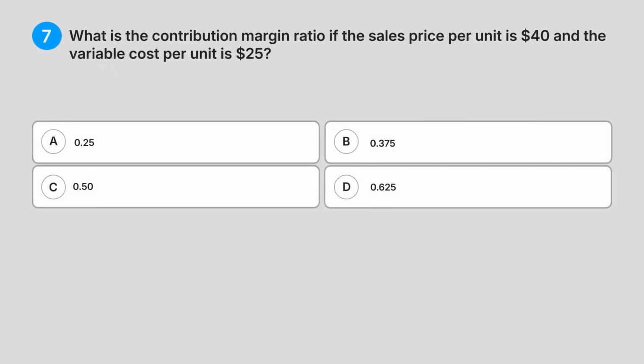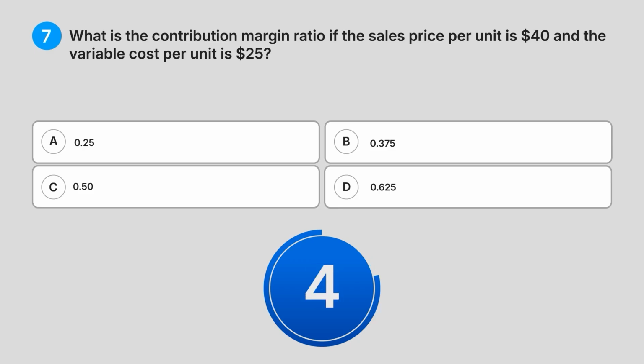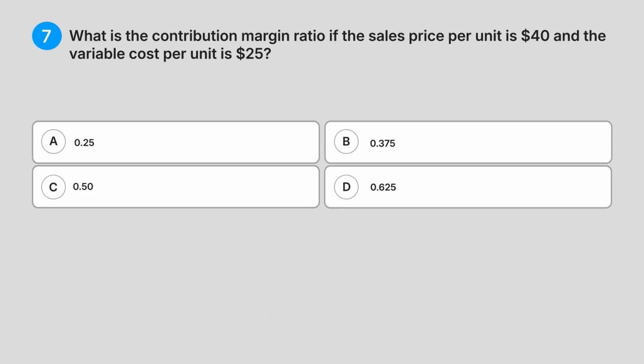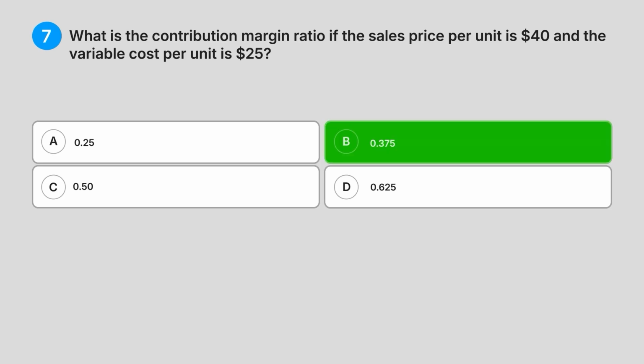7. What is the contribution margin ratio if the sales price per unit is USD 40 and the variable cost per unit is USD 25? A. 0.25, B. 0.375, C. 0.50, D. 0.625. Can you guess the answer? Correct answer, B. 0.375.